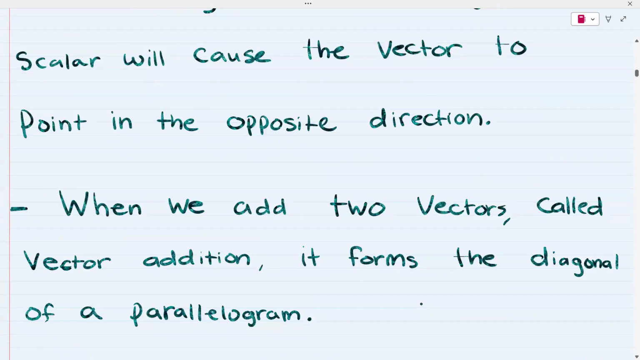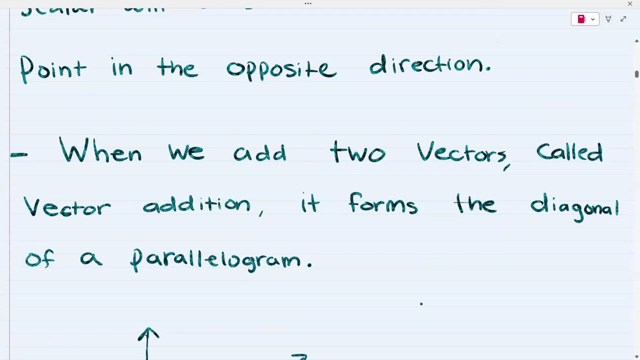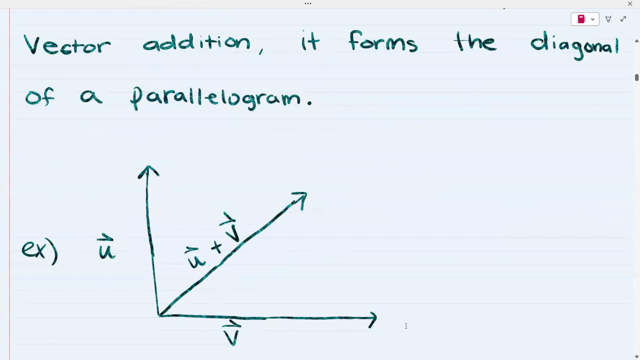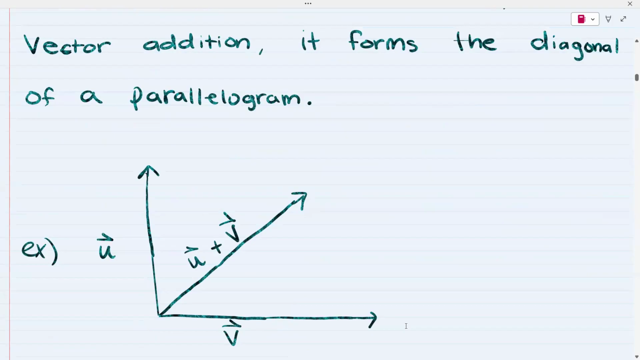When we add two vectors, called vector addition, it forms the diagonal of a parallelogram. Just note that when you're adding or subtracting vectors, they have to be the same size. Otherwise, you can't add or subtract. So let's look at what's really happening when you add vector u and vector v. Let's pretend this is vector u, and this is vector v. When you add u plus v, you get a new vector.